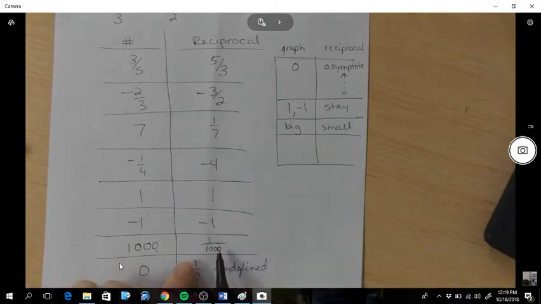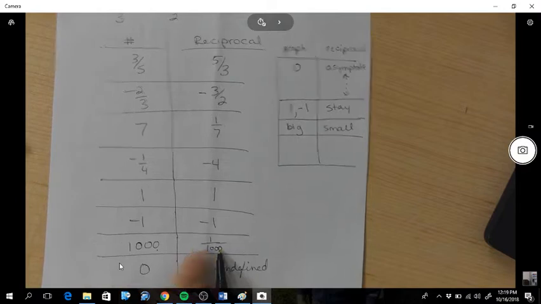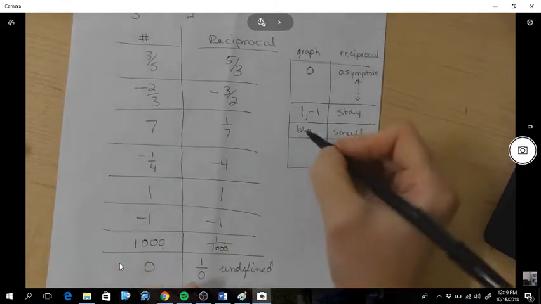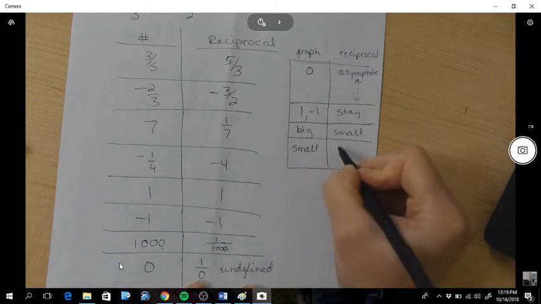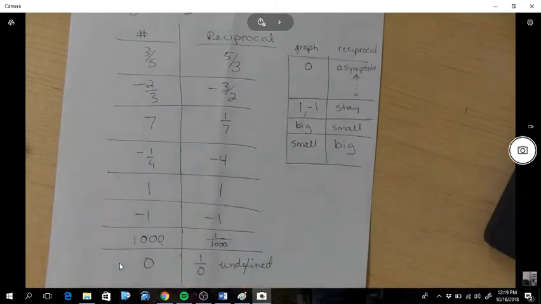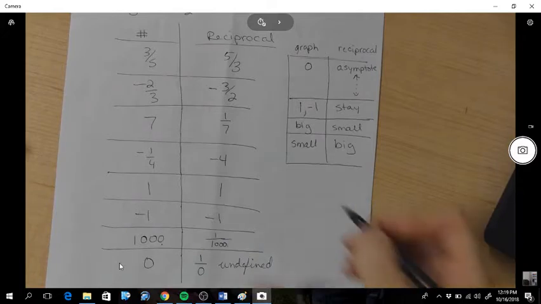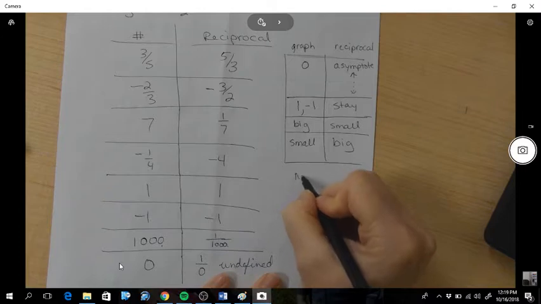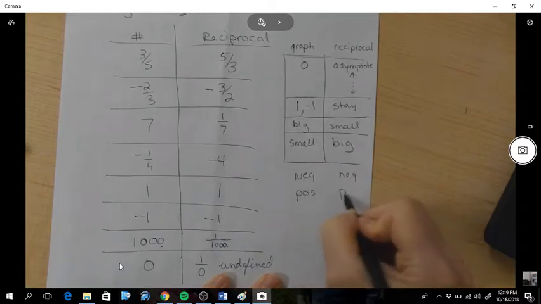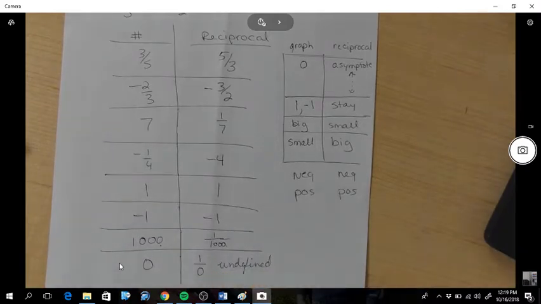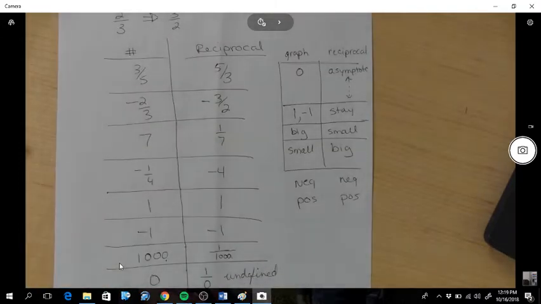So 1,000 became 1/1000. The bigger you are, the smaller you are. And if your graph is really small, then it's going to be big. It's going to have that opposite relationship, right? And if your graph is negative, it stays negative. So just don't forget that, because I always get people who try to reflect it over the axis. Negative still stays negative, positive still stays positive.